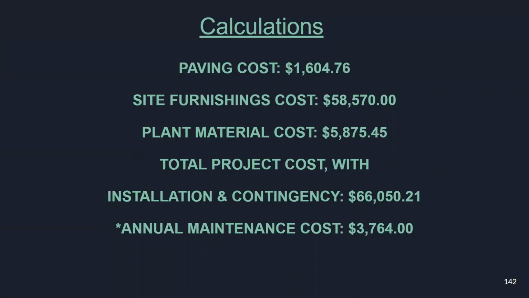And these are my calculations for the site. For paving, I got 1,600. For site furniture, 58,000. Plant material, 5,000, and all total cost is 66,000, as well as the annual maintenance being 3,000.